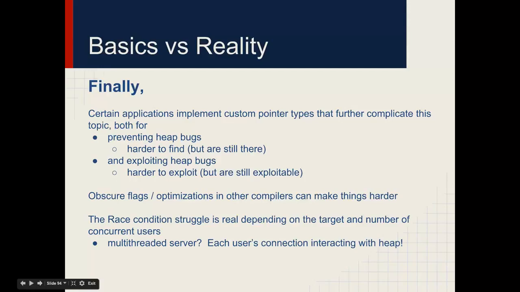On top of the potential for custom or different memory allocators, there are often applications that implement their own pointer types and pointer libraries or object types that keep track of cross-references and the amount of uses and references for each pointer or for each object. We've covered some of them in the type confusion bonus lecture, and their goals range from preventing heap bugs to preventing memory leaks to sanitizing addresses like ASAN, and so on.